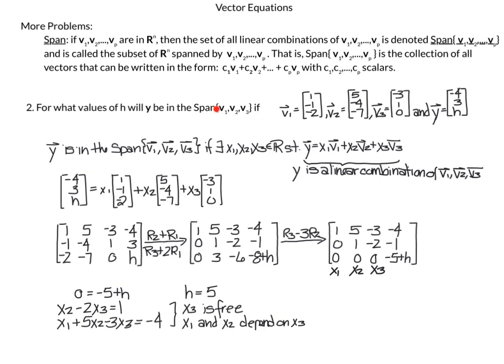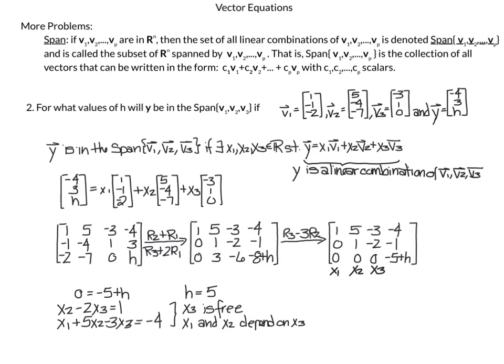So y is going to be in the span, by definition of span, if y can be written as a linear combination of v1, v2, v3. So I wrote that here. y is in the span of v1, v2, v3 if there exist scalars x1, x2, x3 such that y equals x1 v1 plus x2 v2 plus x3 v3. In other words, y is a linear combination. So I wrote y, which is -4, 3, and h, is equal to x1 times v1, which is 1, -1, -2, x2 times v2, which is 5, -4, -7, and x3 times v3, which is -3, 1, 0.